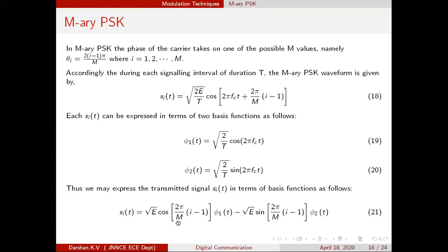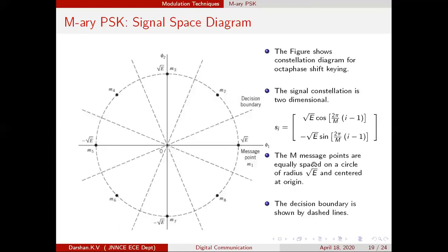Now using this, what we can say is the signal Si(t), the M-array PSK signal, is expressed as a linear combination of orthonormal basis functions. Once you have this, you can represent the signal in the form of a vector or a point. How to represent this signal in the form of a vector? Extract the coefficients of the basis functions. So the coefficients have been extracted and written. Currently, let us choose M equal to 8. Therefore, you are getting 8 points.